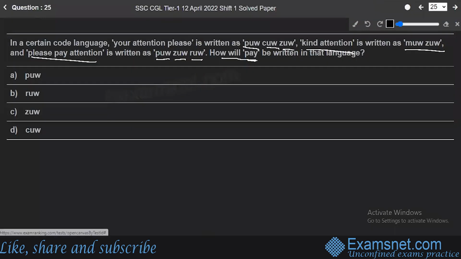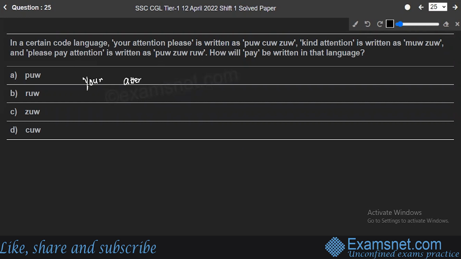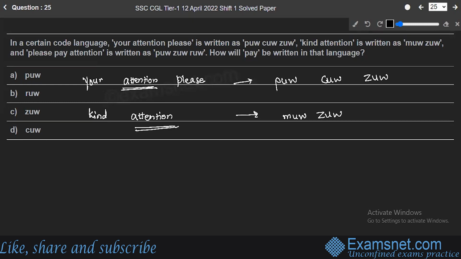Let's write them. Your attention please is written as PUW, CUW, and ZUW. Then kind attention is written as MUW and ZUW. See, the word attention is over here and it's over here, and the one which is repeated in both is ZUW. So attention means ZUW. Let's write it here.